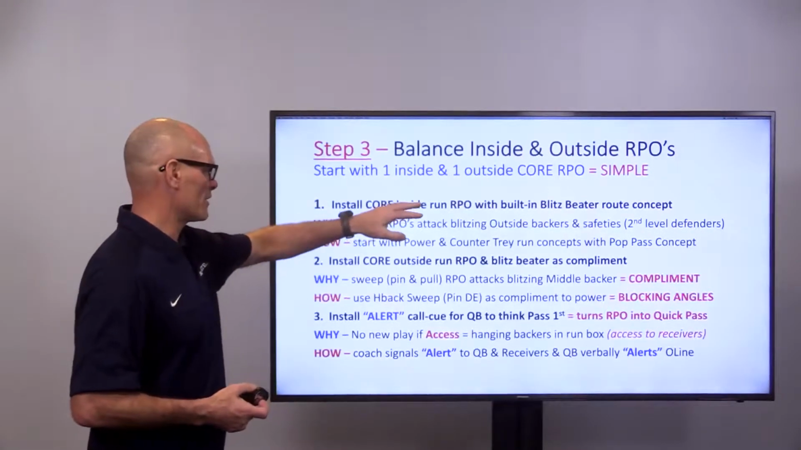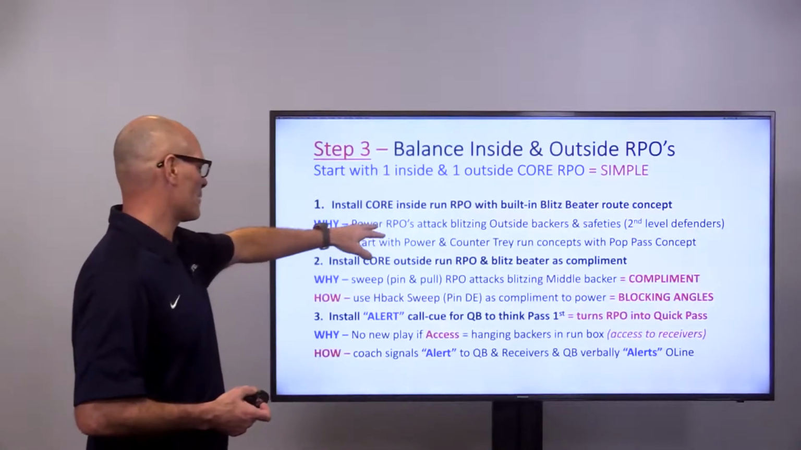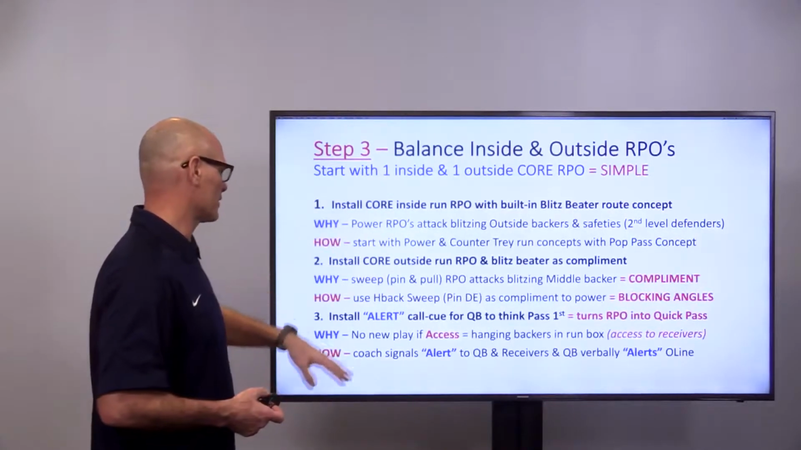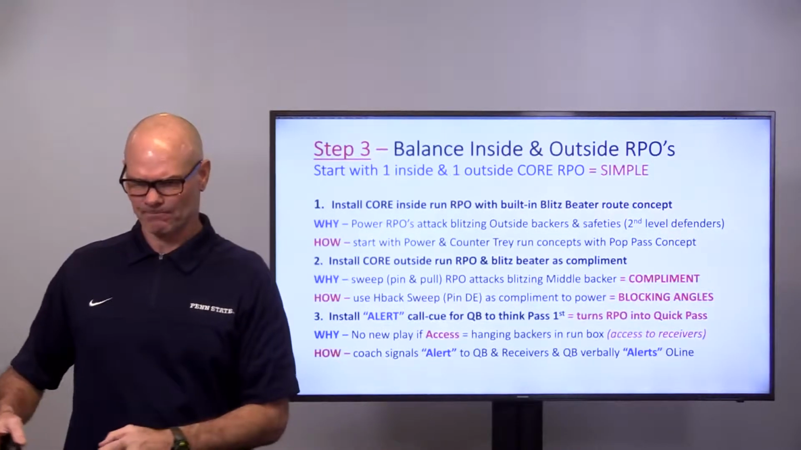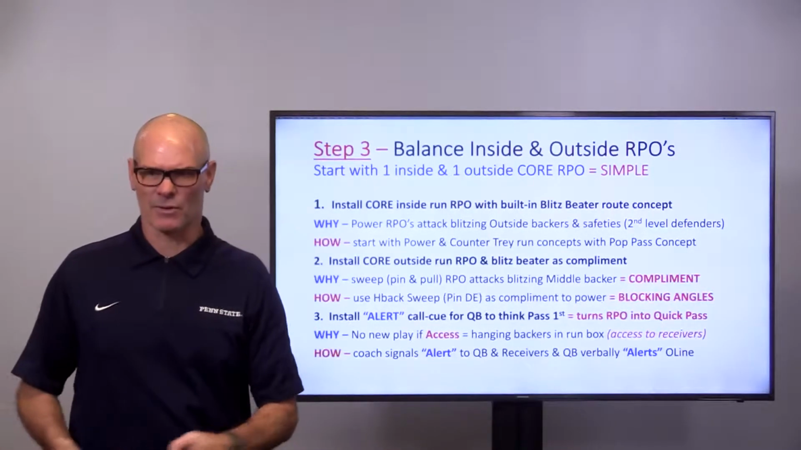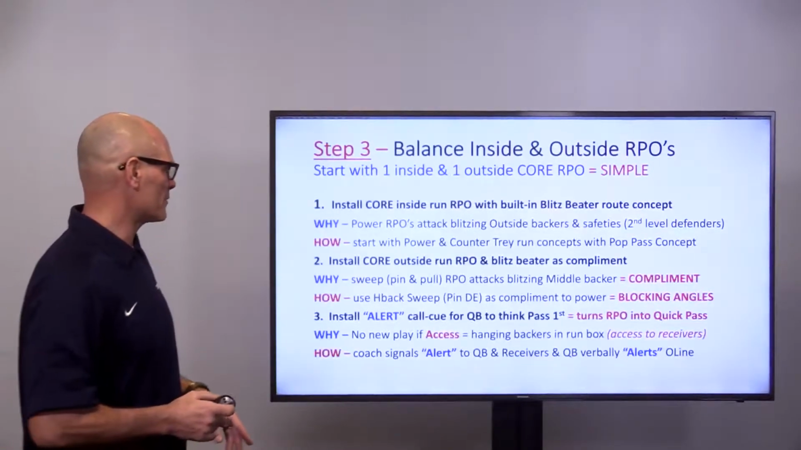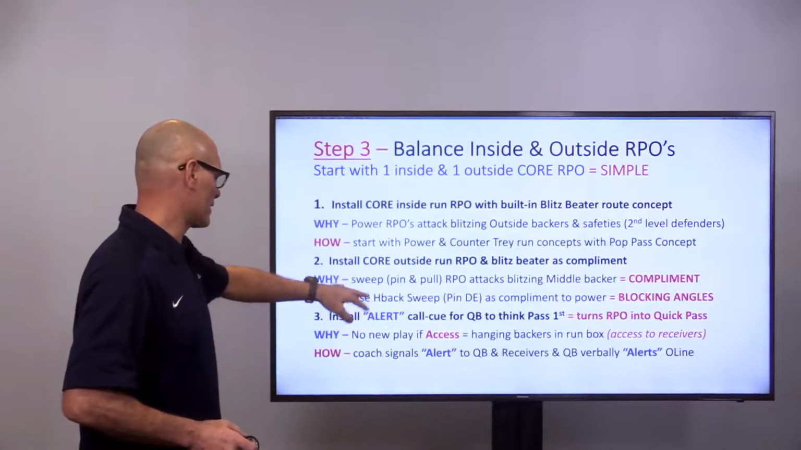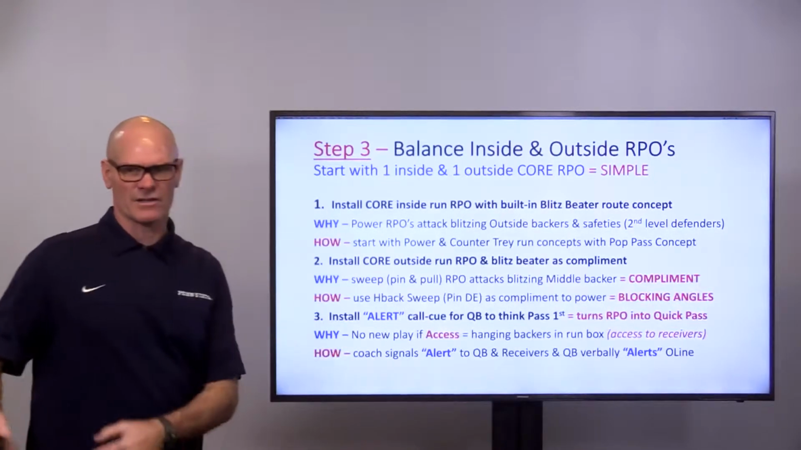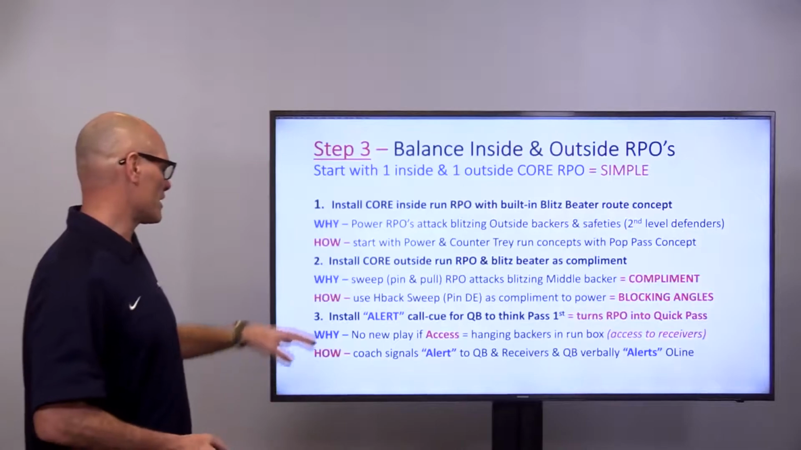So we like to start with our inside RPO, which is based around power, backside guard pulling and leading, and then our counter trade, where the backside guard and the halfback or the H-back pull, kick out, and then lead through. Great complement to each other. It's a natural counter to the power. And then the complement is our outside run RPO, which is a pin and pull sweep.